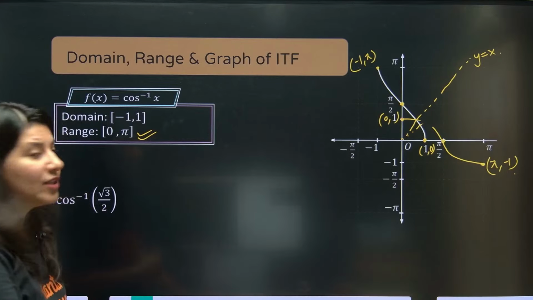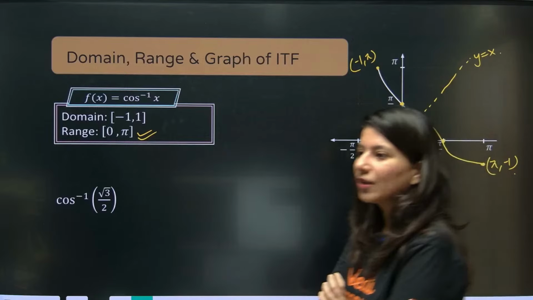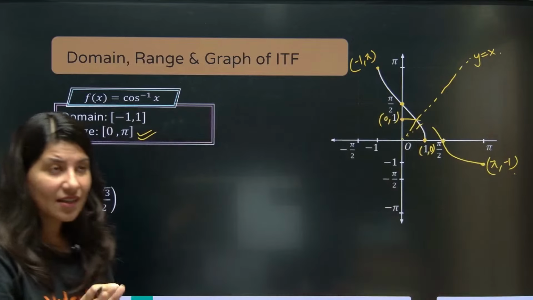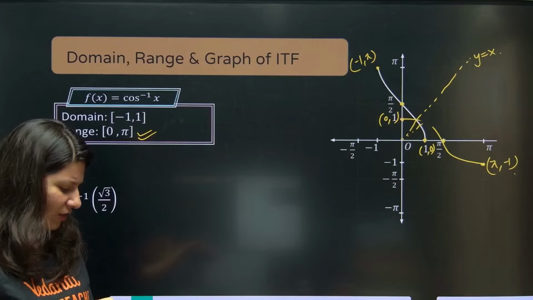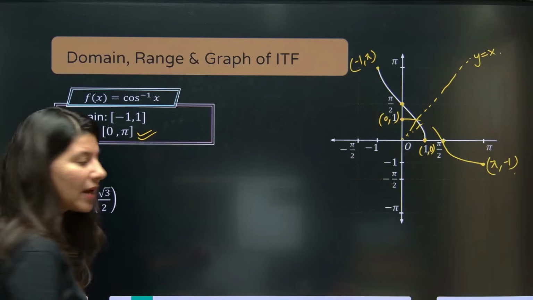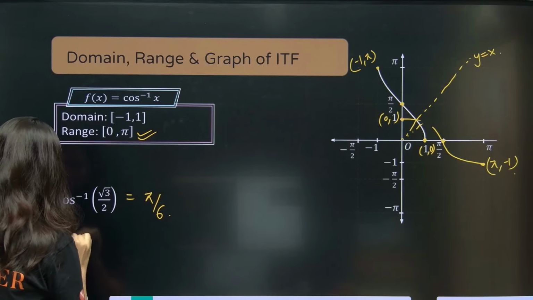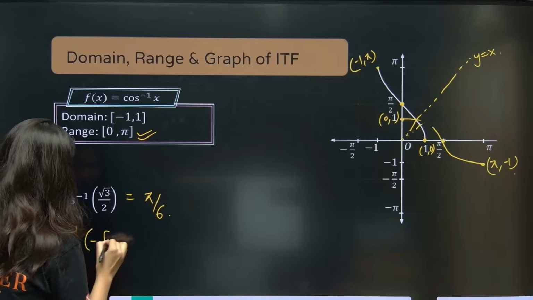Now cos inverse root 3 by 2. Now understand this very nicely. Very easy. Just tell me when cos theta becomes root 3 by 2. Root 3 by 2 is 30 degrees, pi by 6. Okay. Now tell me cos inverse minus root 3 by 2.